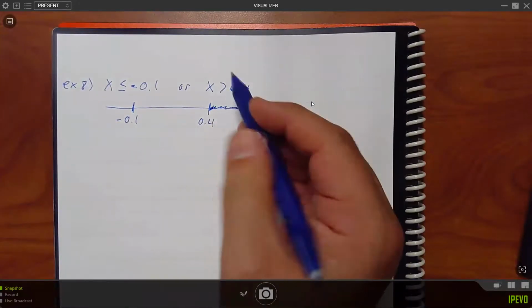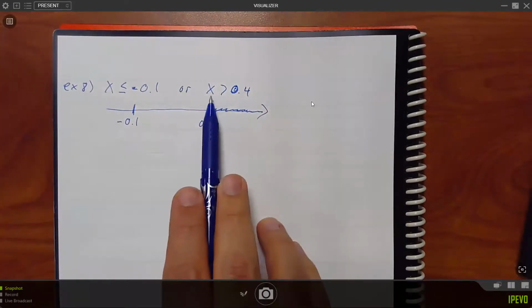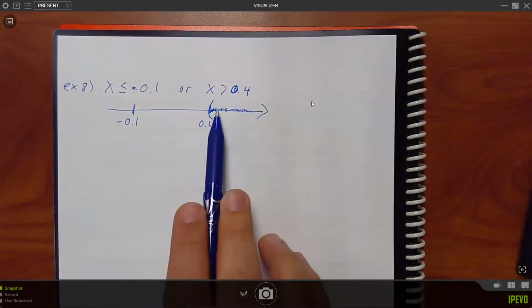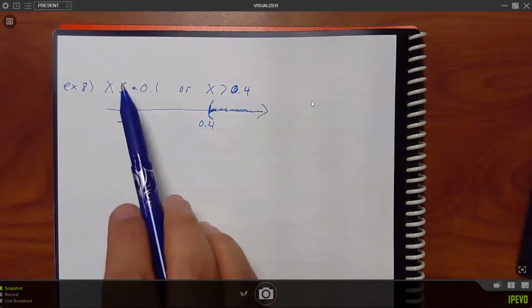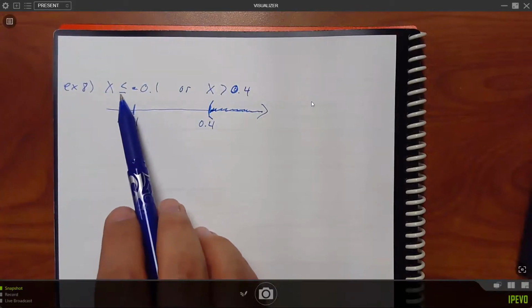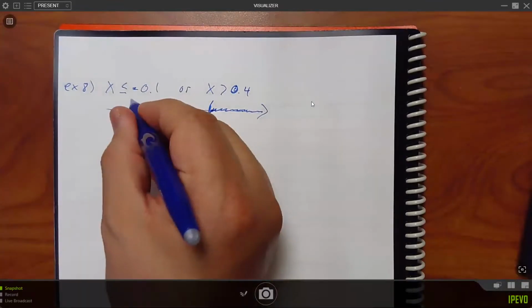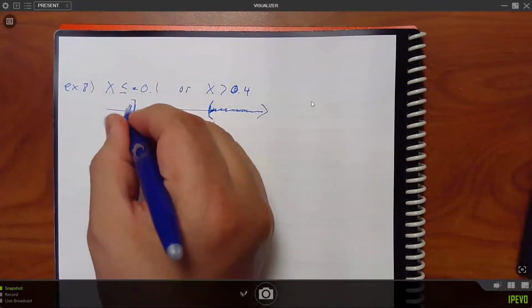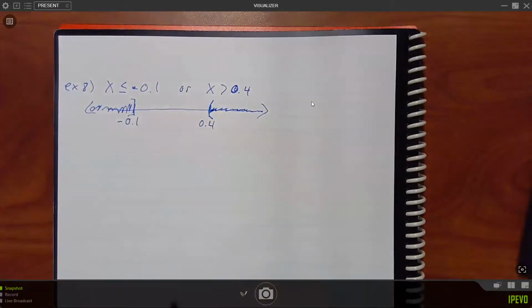You see what I mean? Yeah. So the parentheses, it says x is greater than 0.4. So everything bigger than 0.4 is on the graph. This one's saying everything below or less than or equal to -0.1, right? So we're going to put a bracket and go below. Wait a second.